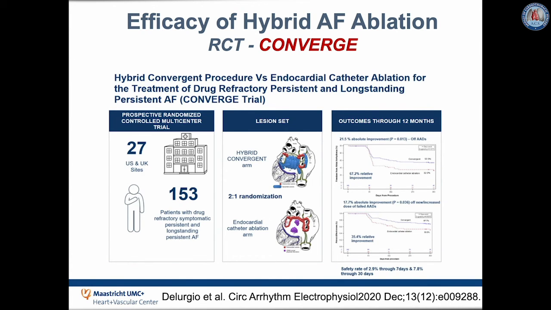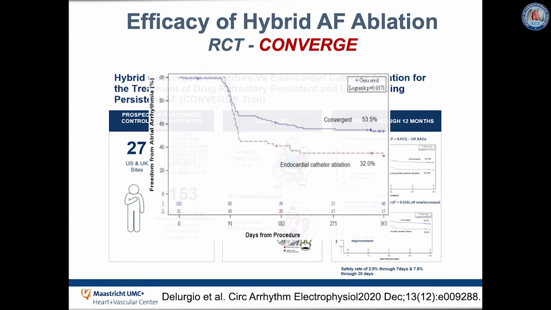There are 3 randomized controlled trials that study the efficacy of hybrid AF ablation compared to catheter ablation. The first is the CONVERGE trial. In the CONVERGE trial, 153 patients were randomized in a 2-to-1 fashion between a hybrid convergent arm and an endocardial catheter ablation arm. And as you can appreciate from this Kaplan-Meier curve, at 12 months, without use of antiarrhythmic drugs, the convergent procedure was much more effective than endocardial catheter ablation.